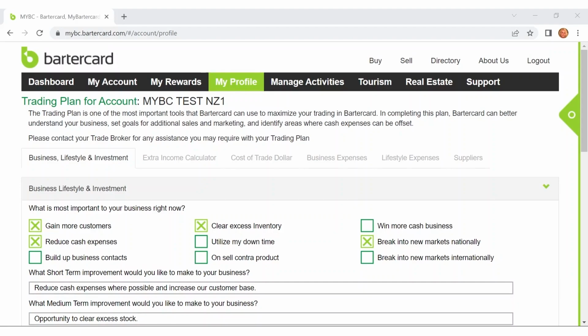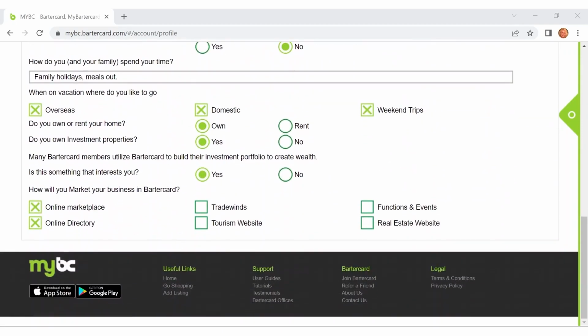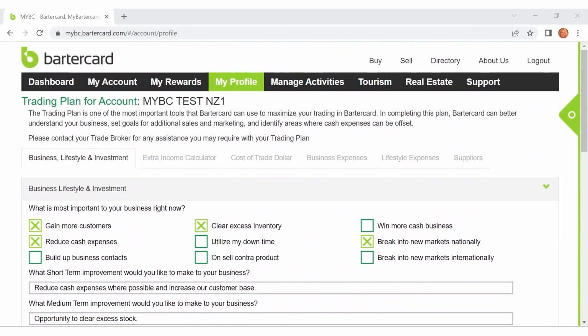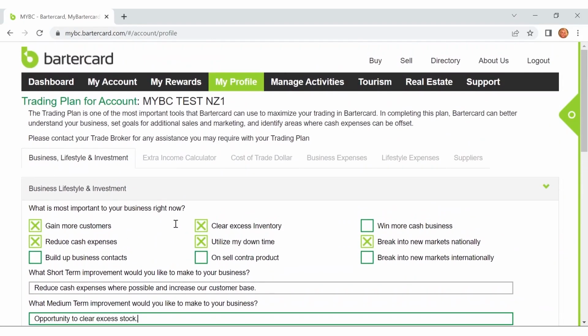Business, lifestyle, and investment questions. Trading plan questions are designed to gain information that will provide Bartercard with a better understanding of your business and lifestyle needs and wants. Either click to select the appropriate checkbox options or type answers to questions.